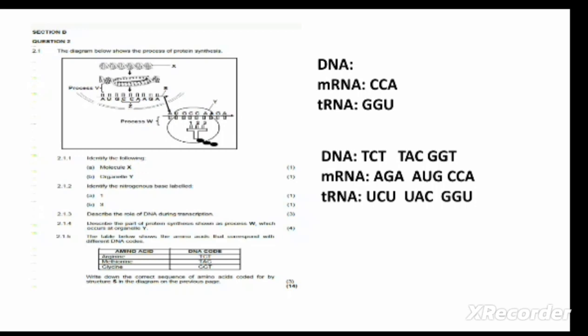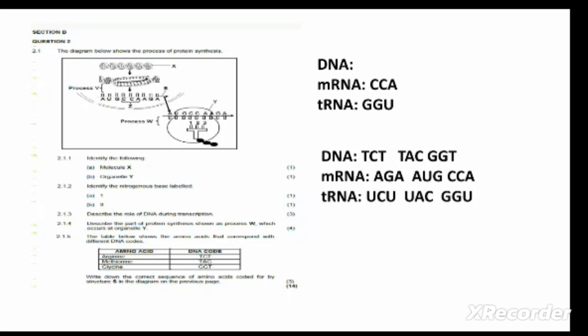When the anticodon on the tRNA matches the codon on the mRNA, then the tRNA brings the required amino acid to the ribosome. Amino acids become attached to each other by peptide bonds to form a required protein. So let's look at the next question.